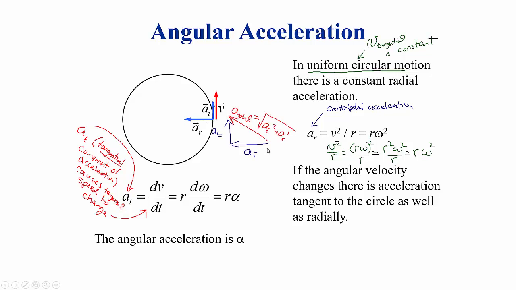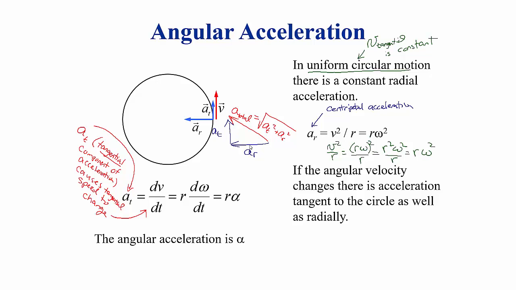And so for the overall acceleration, the total acceleration, we have to use the Pythagorean theorem. It's the radial component squared plus the tangential component squared, square root, to get this hypotenuse. So we have to add those two components. Those two components, by definition, are perpendicular to each other. A tangent line to a circle is perpendicular to the radius of the circle.